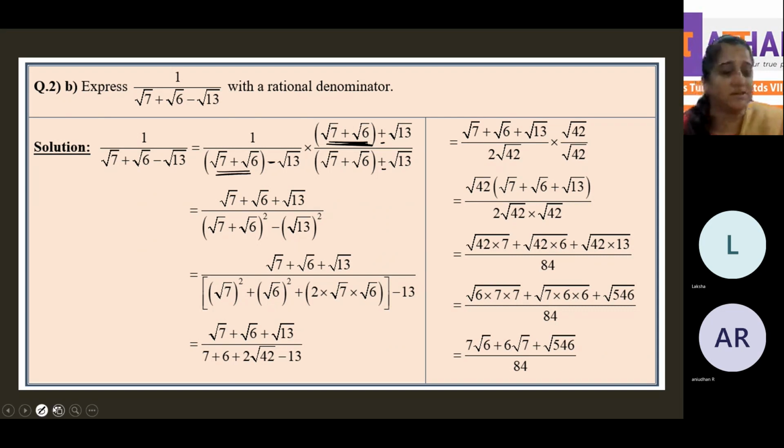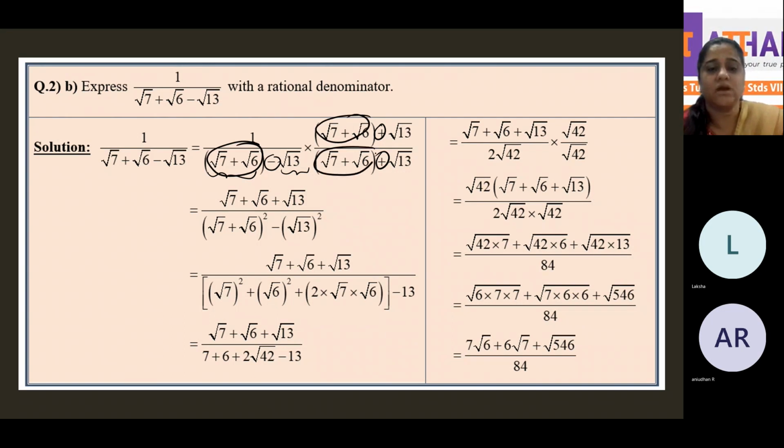You should not change the terms. The terms are the same. This one as it is, this one as it is. This minus will become plus. This one should be written as it is, root 7 plus root 6, root 13. The connecting sign minus will become plus. Yes or no, children? That's the first step.